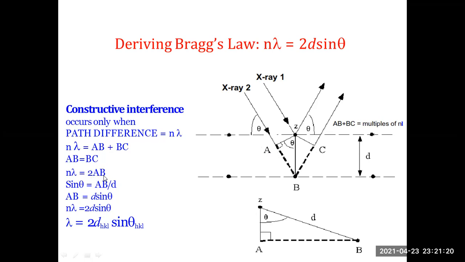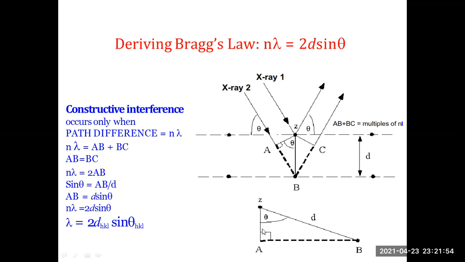So n lambda is equal to 2AB. Here AB can also be approximated to BC, so therefore we have written 2AB. Since this is the angle, we have taken a right angle triangle. You can see the right angle triangle we have taken here, with points A, Z, B. You can see this type of right angle triangle.